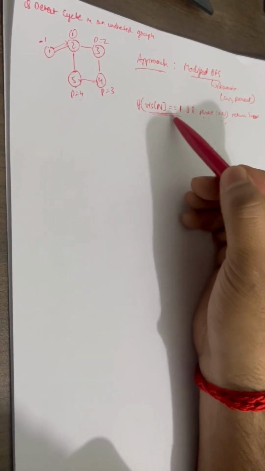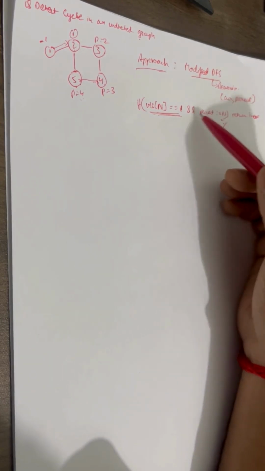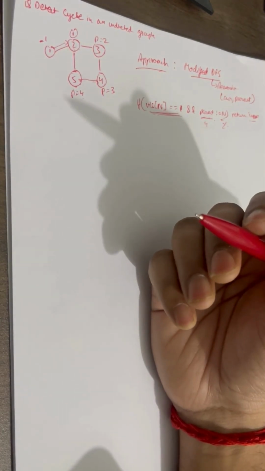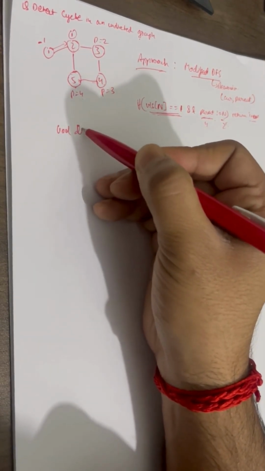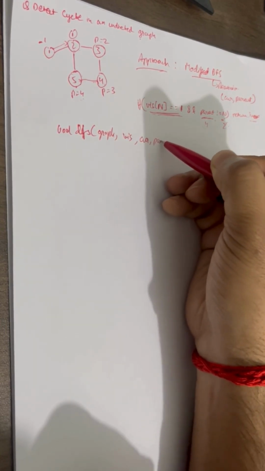However, 2 is already visited, and the parent of the current node 5 is 4, and my neighbor is 2. This condition collectively becomes true and true, which will return true. So this detects a cycle. So the algorithm will be like bool DFS. We'll send a graph, a visited array, a current node as well as a parent node.